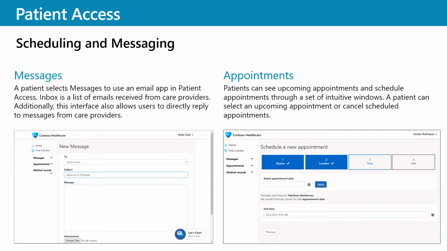Appointments. Patients can see upcoming appointments and schedule appointments through a set of intuitive windows. A patient can select an upcoming appointment or cancel scheduled appointments. When scheduling an appointment, there are three options. Select instant virtual appointment to seek immediate care with a care provider. Select virtual appointment to book a virtual appointment with a provider. And finally, select an appointment to book an in-person appointment with a provider.